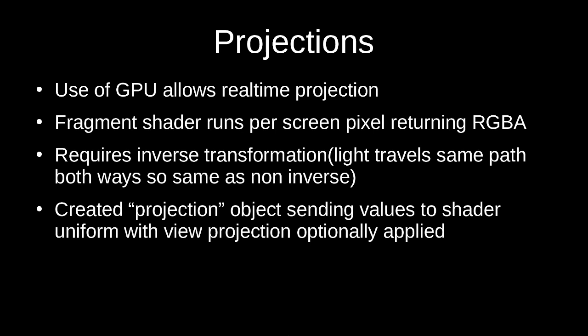Then, for the next set of challenges, I had to implement projections, and I really wanted these to run in real time, and I was able to do this by using the GPU and code on the GPU, which is called a shader, to do these projections. This runs per screen pixel, so therefore would have to transform from screen pixel position to what position to sample from the texture. This requires the inverse of any transformation, which doesn't matter for light as it travels the same way both ways. And I created a projection object to handle all of my shader implementation and abstract it quite elegantly so that any variables I'm sending to the shader are projected through my view object.